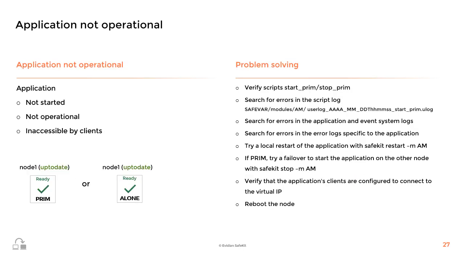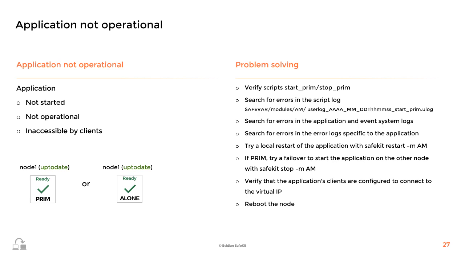Let's consider a node that is in the prim green state or alone green state, which typically means the application is running. However, the application is not started, not operational, or inaccessible by clients. To address this issue, first verify the start prim and stop prim scripts and search for errors in the script log of the module located in the SafeKit var directory.